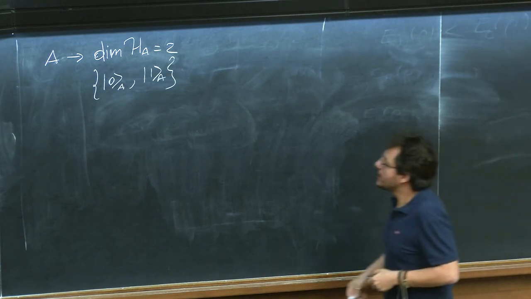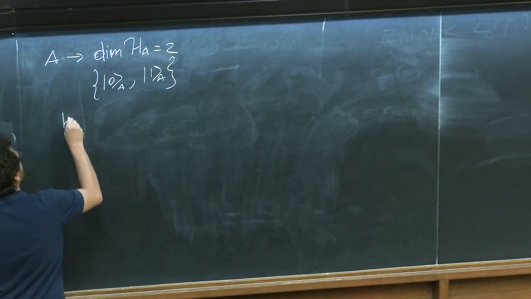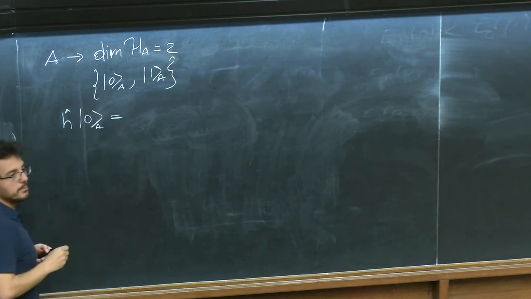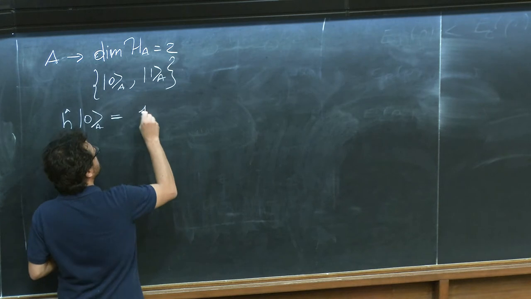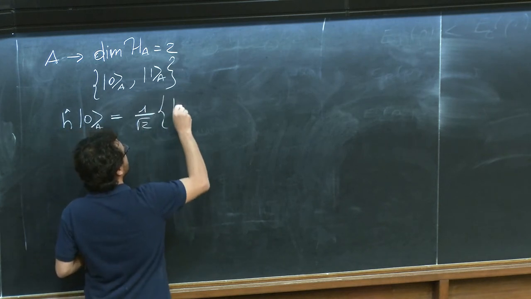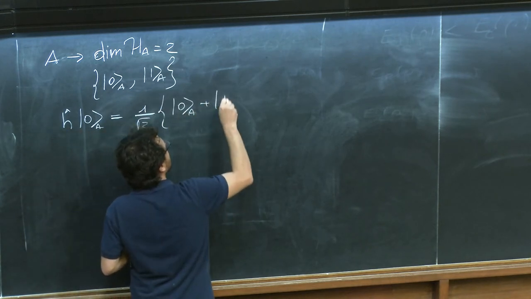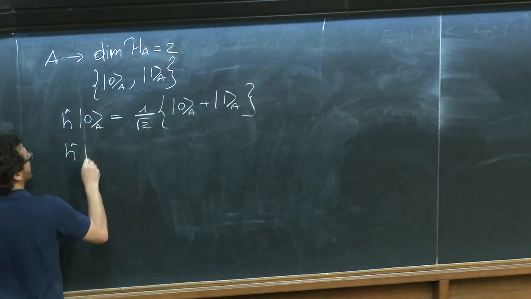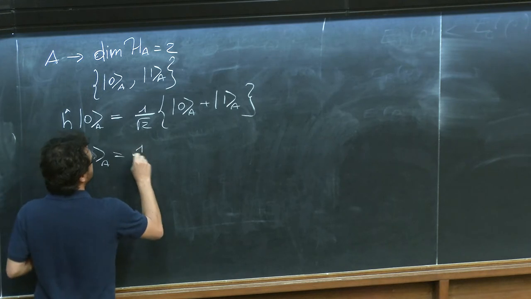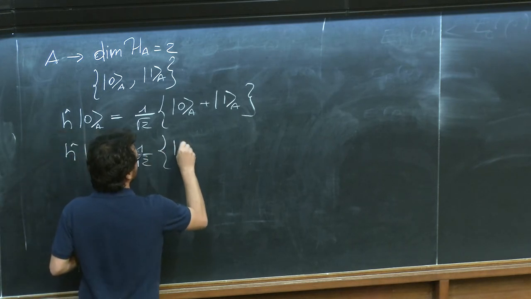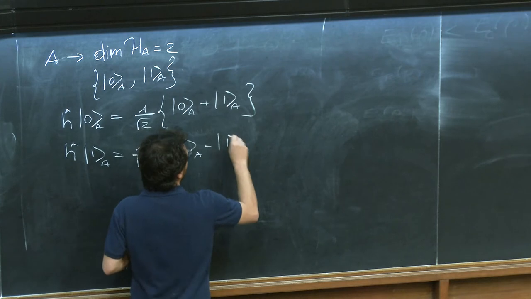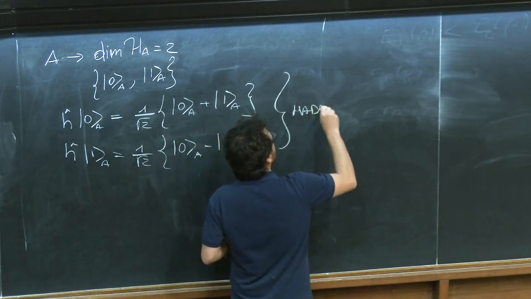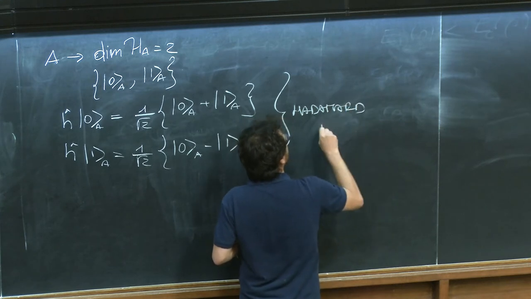What H does is that it acts on 0 and transforms it into a superposition of 0 and 1. And what it does on 1 is that it prepares the orthogonal superposition. And this is called the Hadamard transform.